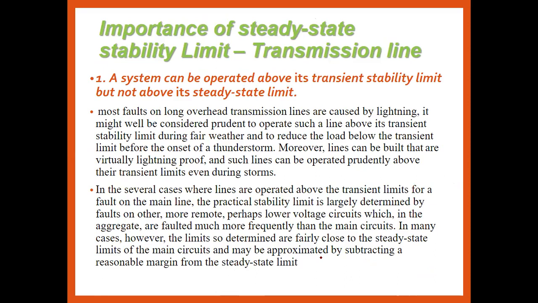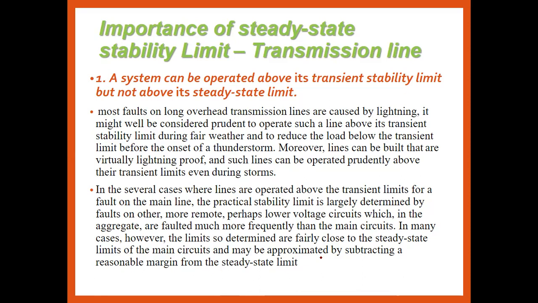It's always less as compared to the steady state limit. Meaning what? Where is the maximum power transferred more? In steady state, more power is transferred as compared to the transient. Most of the faults on the overhead transmission line are generally caused by lightning. That's the first phenomenon that we have to discuss.